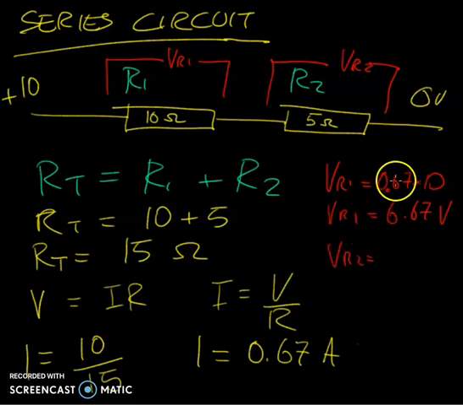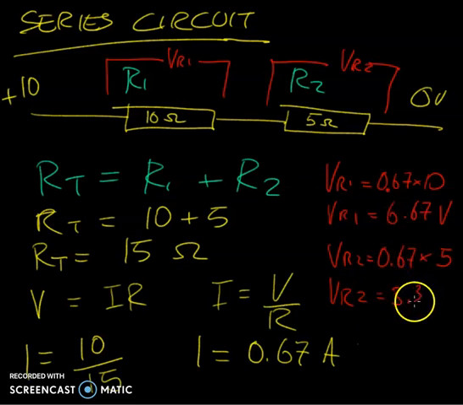VR2 is equal to our current 0.67 times 5, because we've got a 5 ohm resistor there. So VR2 is going to be 3.33 volts. Okay, we have 3.33 and 6.67. You're going to end up with your nice value of 10 volts, our total voltage drop on the circuit. So there's our series circuit, reasonably simple to deal with.